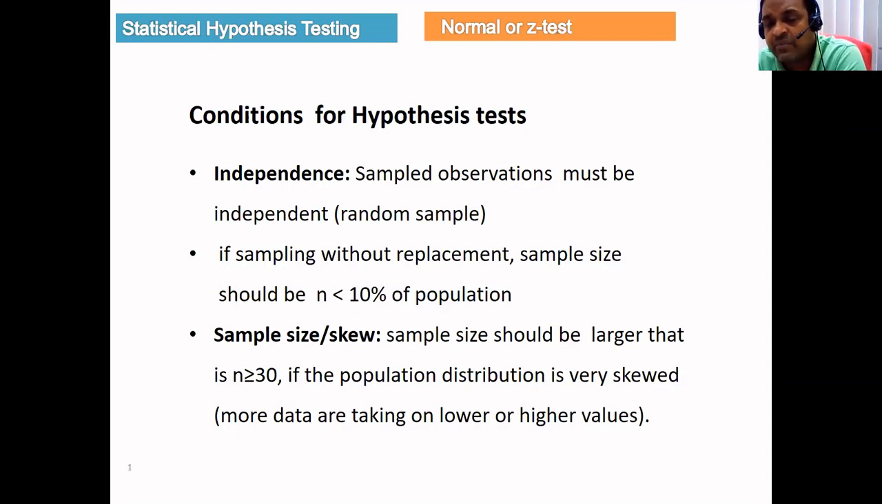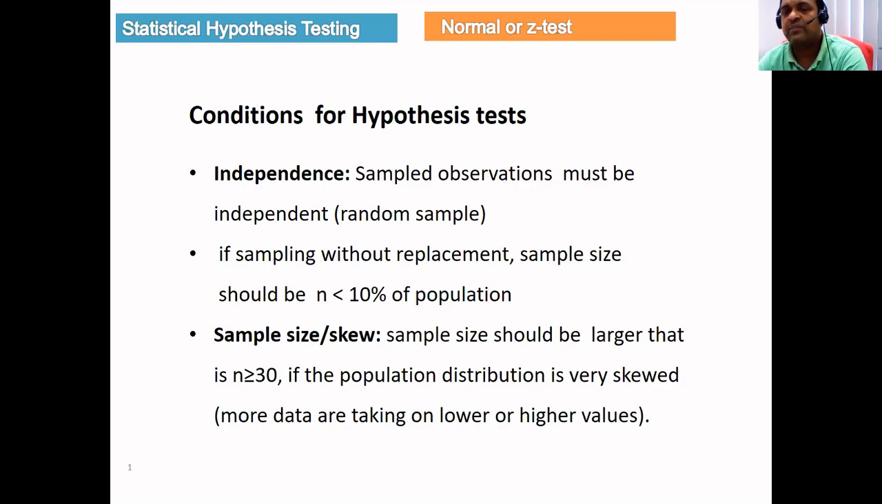Another very important assumption: if the data you are taking from is very skewed. Skewed means it may be right tail or left tail. Right tail data has the tail on the right side, that is, most of the data takes lower values, and left tail data has the tail on the left side, that is, most of the data takes higher values. When the data is skewed, your sample size should be more than 30, or equal to 30 sometimes, but better more than 30. For skewed data, we have to take more than 30 sample data from the population.